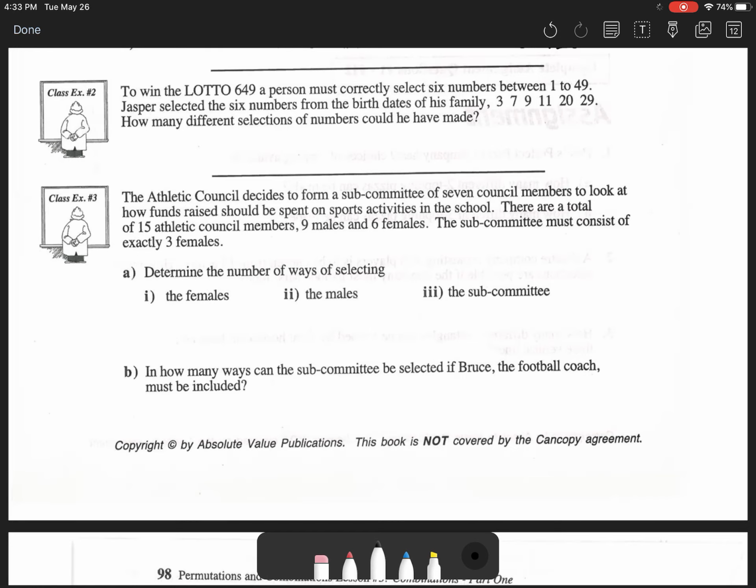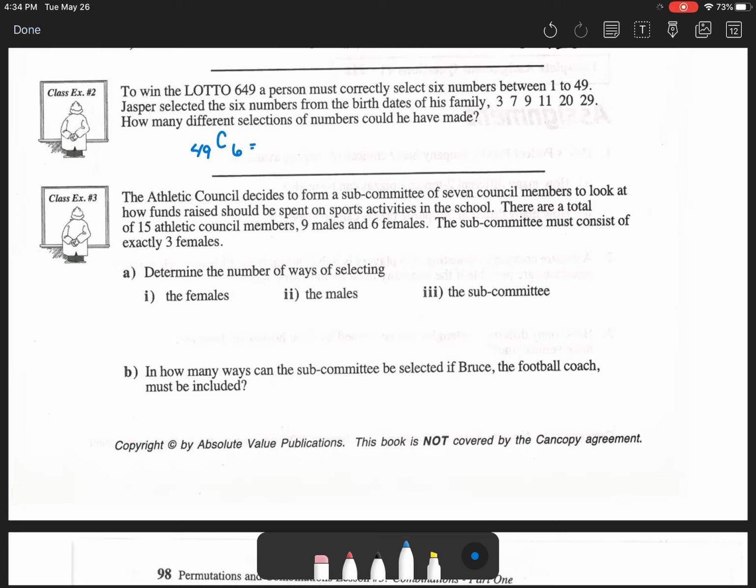To win the Lotto 649, a person must correctly select 6 numbers between 1 and 49. Jasper selected the 6 numbers from the birth dates of his family: 3, 7, 9, 11, 20, 29. How many different selections could he have made? So the numbers he picks don't really matter. And whether you know it or not, with a Lotto, you don't have to have the numbers in the correct order. You just have to have them somewhere on your ticket. So that in itself tells you it's a combination and not a permutation.